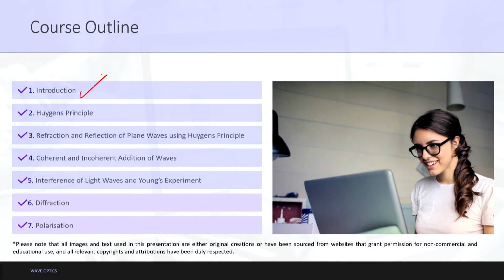So, the course outline is similar only. For now we are talking about the introduction part. Let us move on to the further discussions of introduction only.